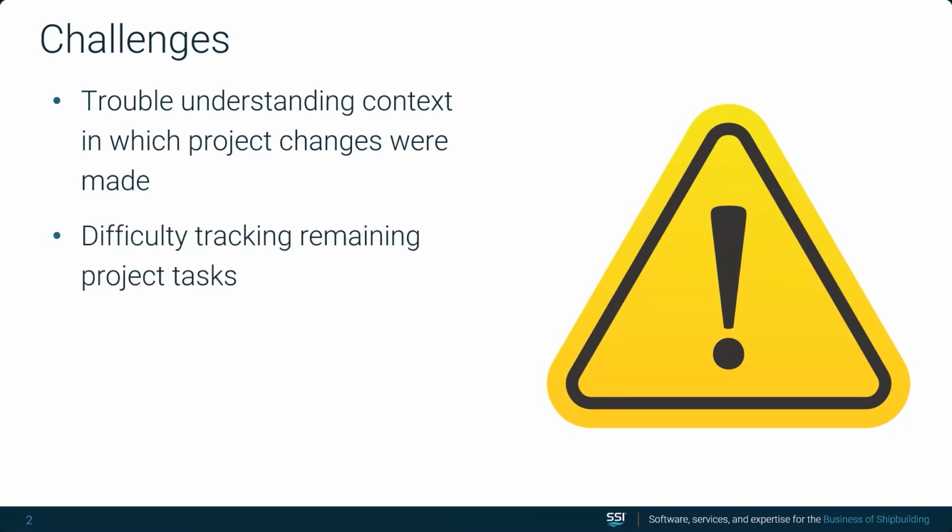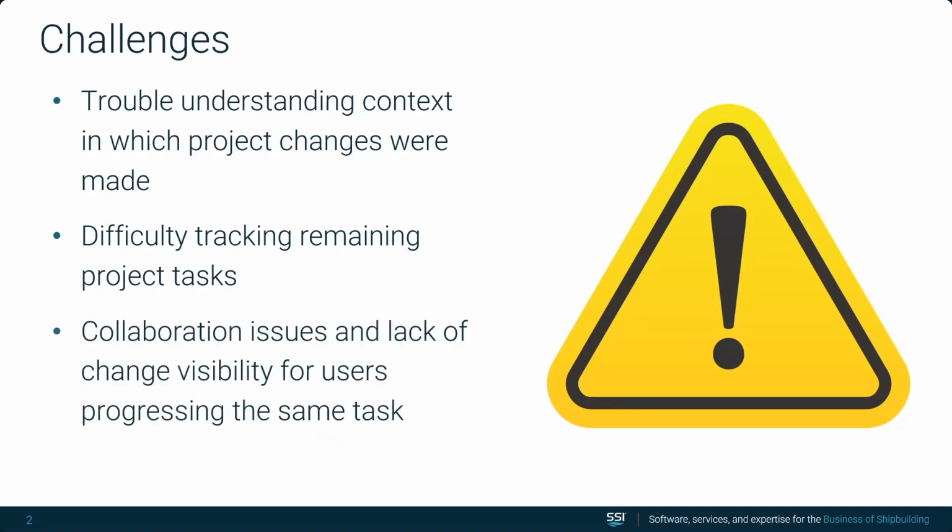There's also the challenge associated with tracking remaining project tasks and statuses. It can be quite difficult to keep on top of what has been done and what has not been done, when we're always working out of Excel spreadsheets that may or may not have been updated. Another major one that I'd like to talk about is, of course, the collaboration issues and lack of change visibility for users working on the same tasks.